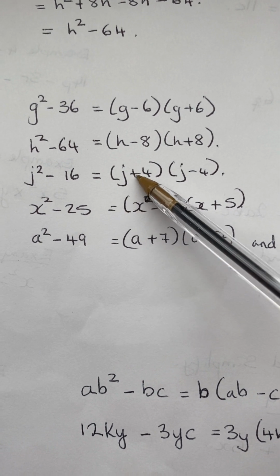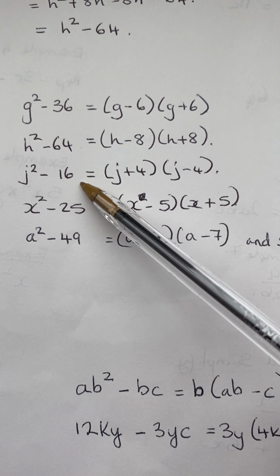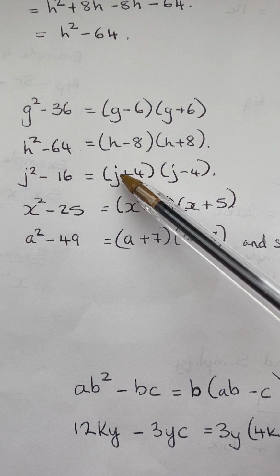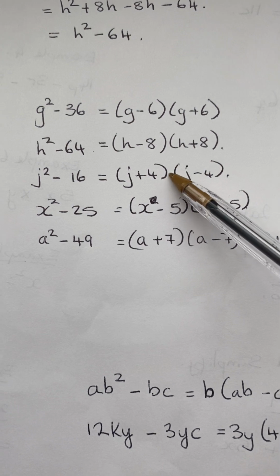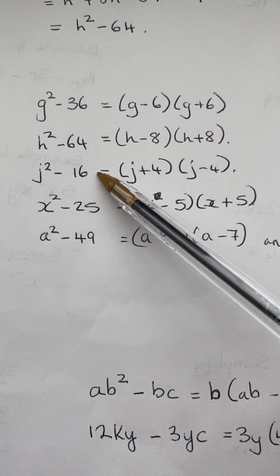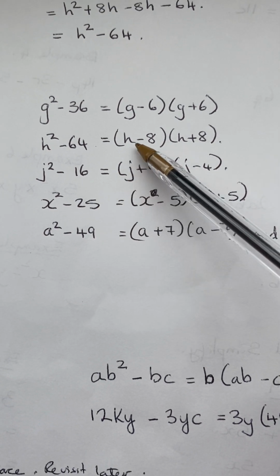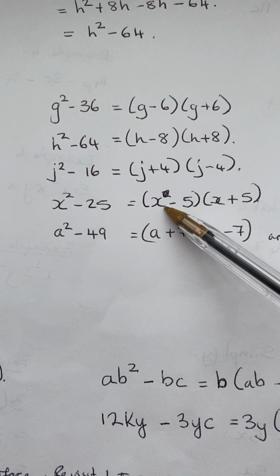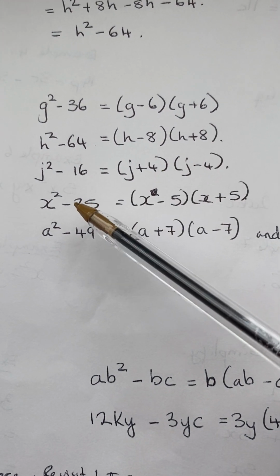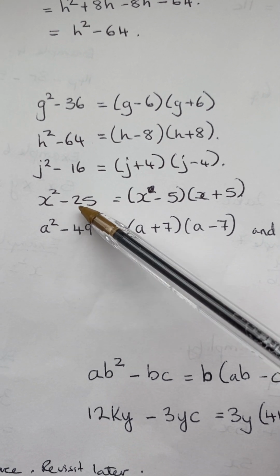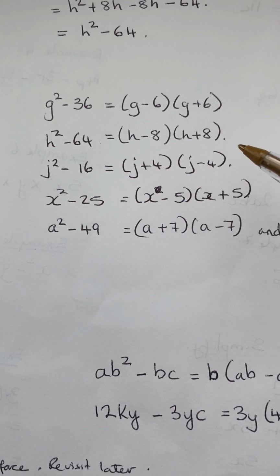So that's why you have j plus 4. So you should be able to see this and quickly forecast your answer as that. X squared minus 25. It doesn't matter which variable they give you. If you do it enough, you should be able to see it. So your answer should be x minus 5, x plus 5, or the other way around.